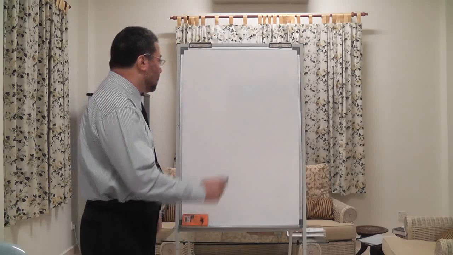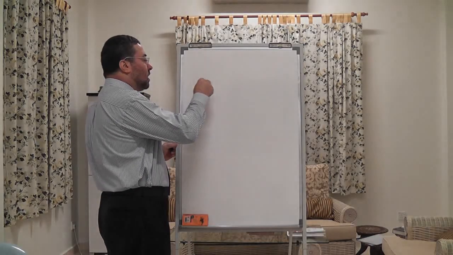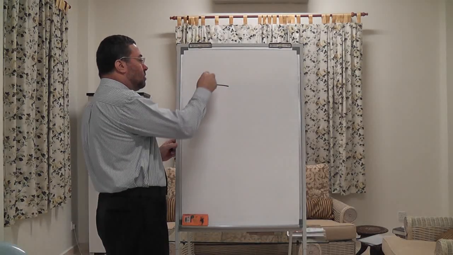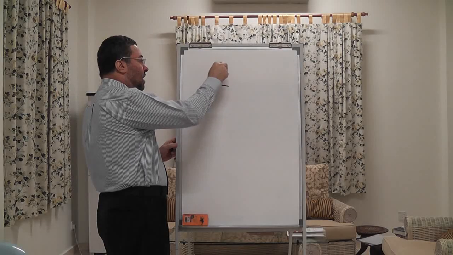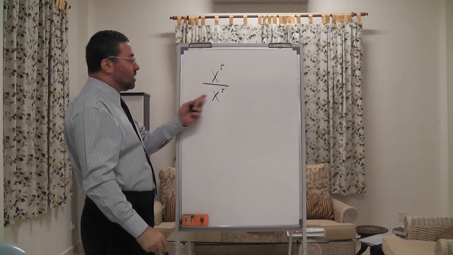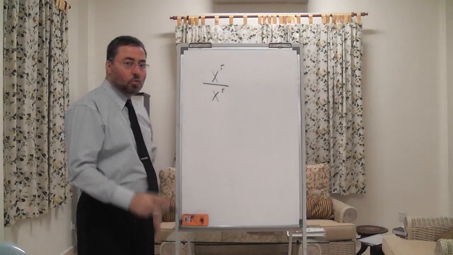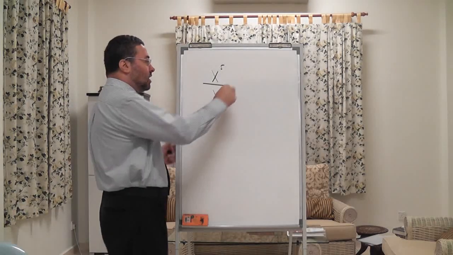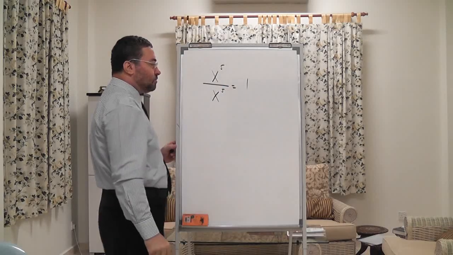We have three situations when we divide monomials. The first situation is when both monomials in the numerator and denominator have the same base and the same power. So these two numbers are the same, and when we divide a number by itself, we get 1.